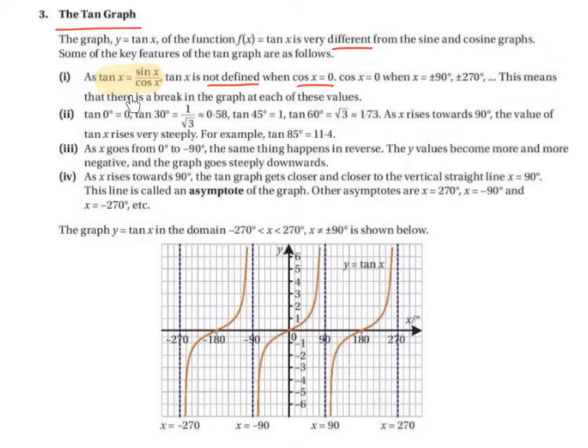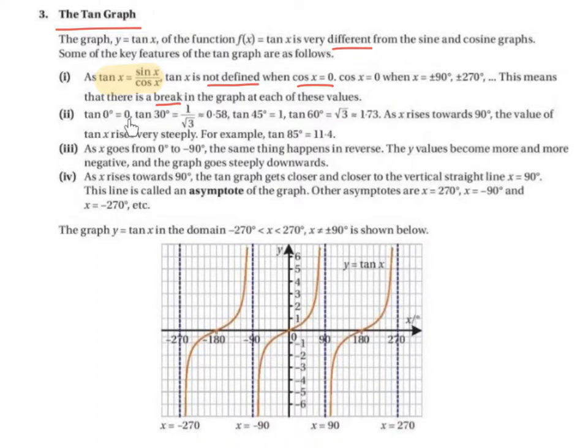This means that there is a break in the graph at each of these values. So if we have a look at the graph down here, we can see at 90 degrees, there's a break in the graph. And at minus 90 degrees, there is a break in the graph. At 270 degrees, there's a break in the graph. And minus 270 degrees, there's a break in the graph, and so on.